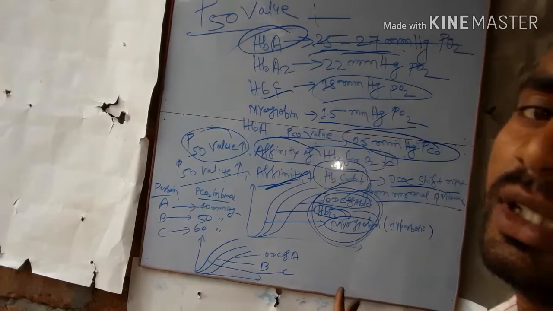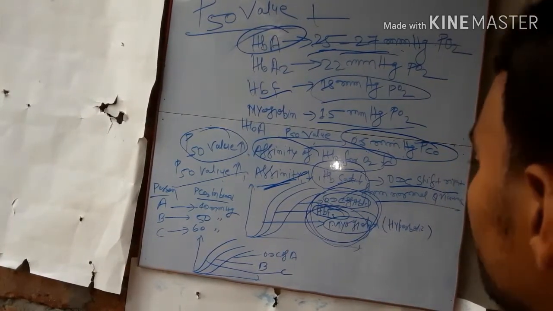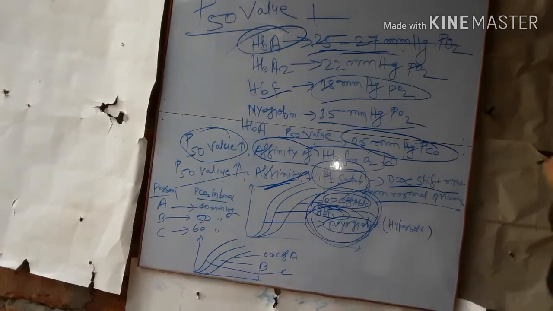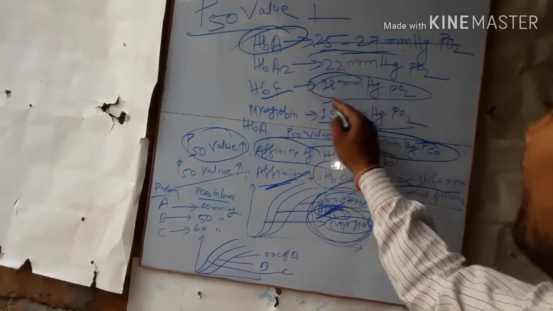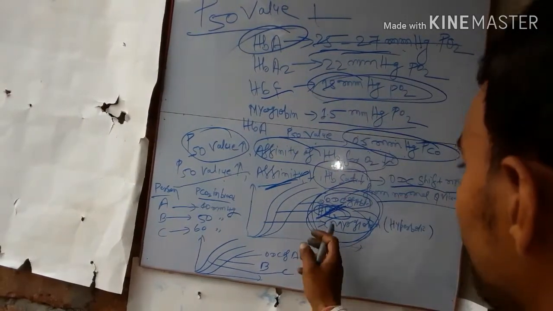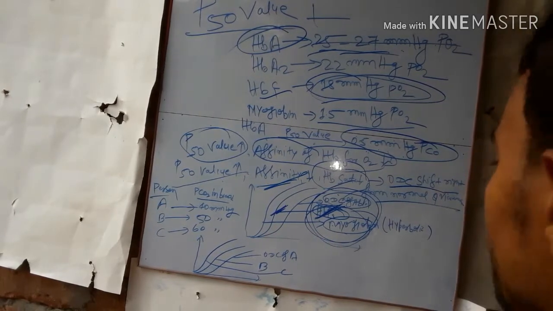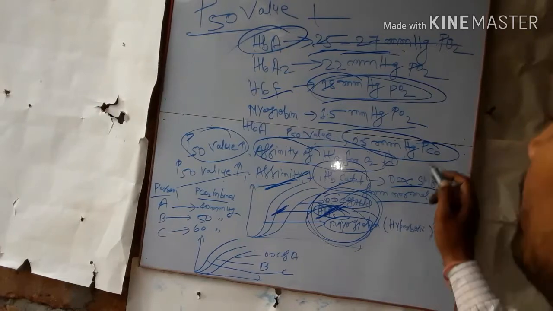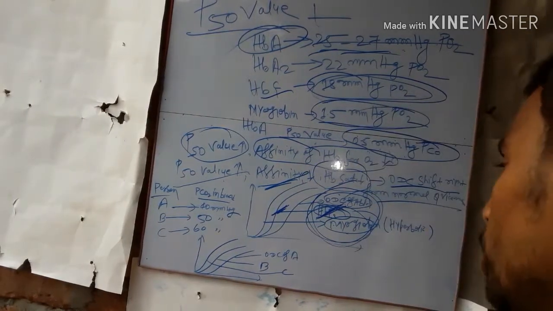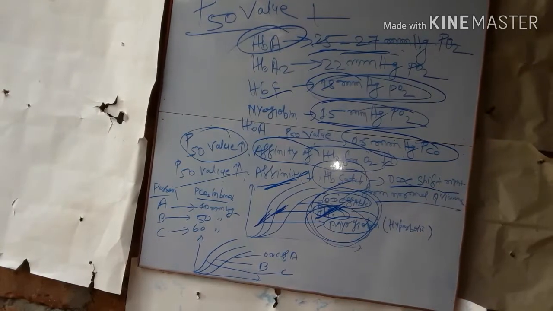and in both, the P50 value of HbF is 18 mmHg. After that, this curve is of HbA and myoglobin, whose P50 value is 1.5 mmHg, partial pressure 4.2. So this is the curve of myoglobin.